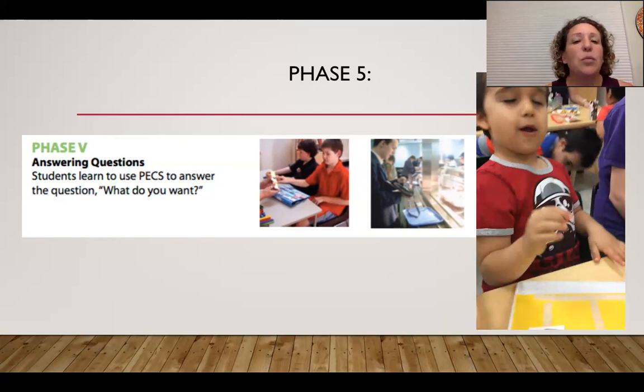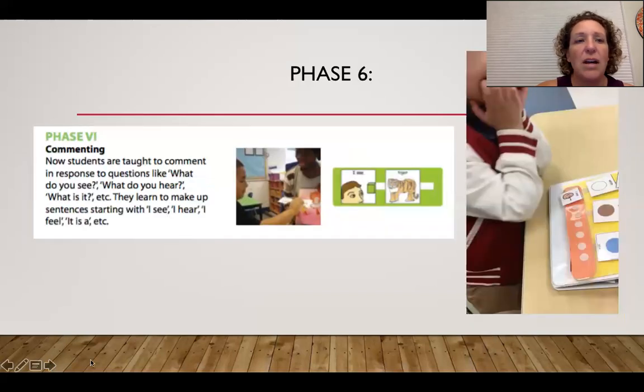Okay, so the child, we were asking a question, and he went straight to his visuals, straight to his board, and he requested what he wanted in a full sentence and nice verbalization as well. So now in this phase, we introduce our question asking. Okay, not just the kid desiring something. All right, phase 6, commenting.